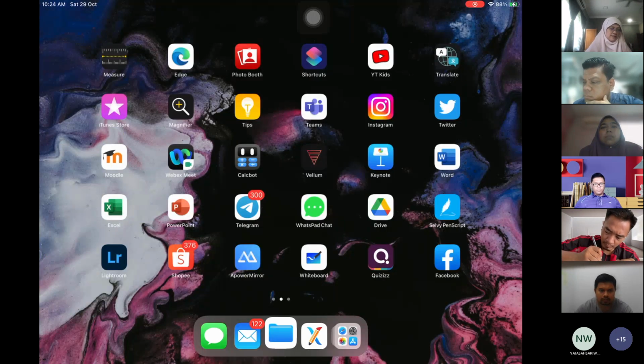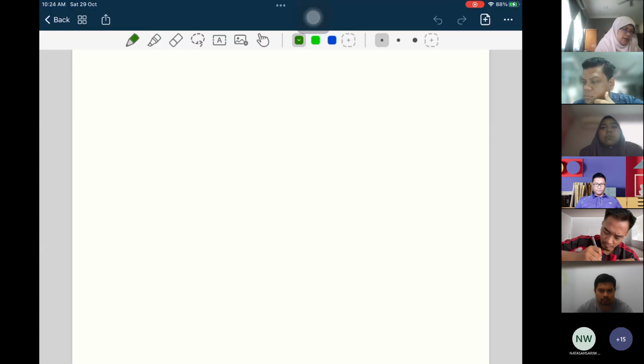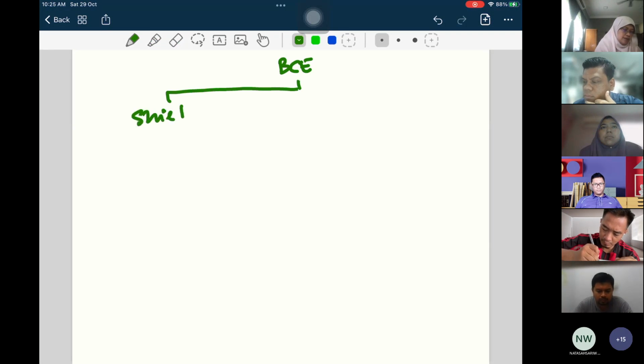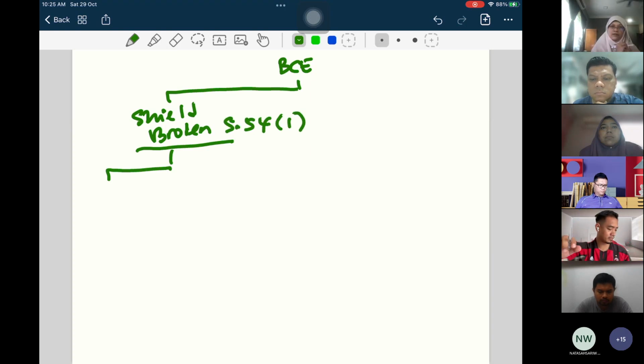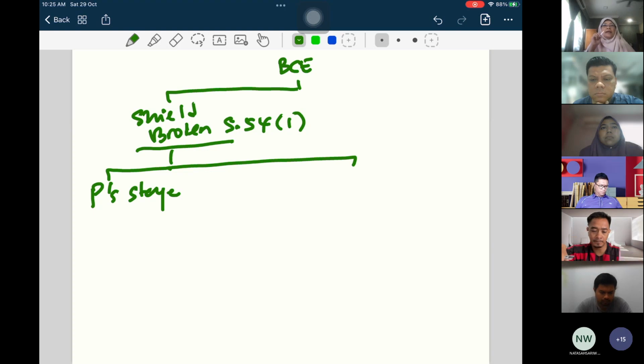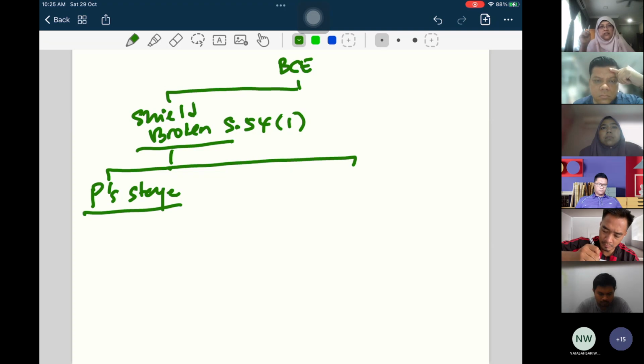Kita tengok sini, besar sikit kertas ya. So, bila cakap pasal bad character evidence, shield is broken. Shield is broken under section 54, subsection 1. The proviso, satu ialah at the prosecution stage. Macam mana shield can be broken at the prosecution stage? Bilakah defense boleh bawa good character evidence at the prosecution stage?